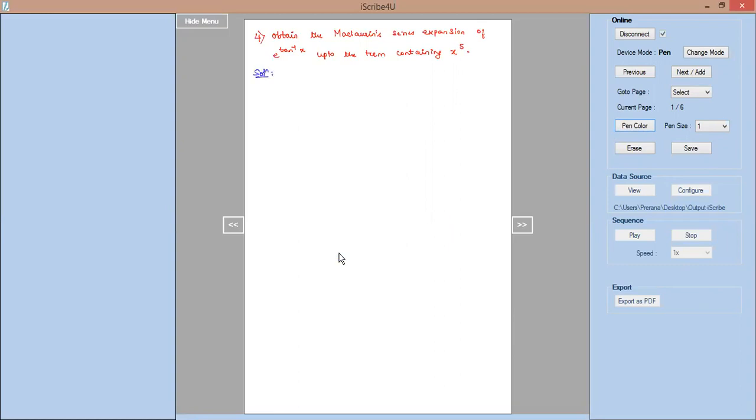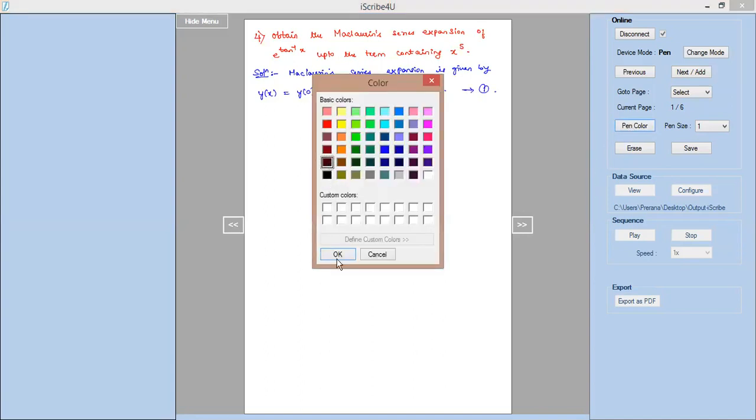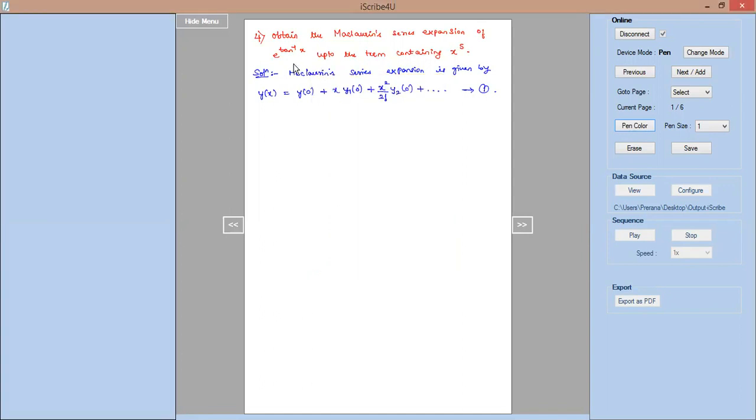So let us first write down the formula. Maclaurin's series expansion is given by y of x is equal to y of 0 plus x into y1 of 0 plus x squared divided by 2 factorial into y2 of 0, etc. Up to the 5th degree term we are supposed to find out. Now we consider the given y of x. Y of x is given as e power tan inverse x, and we'll find out the successive derivatives.